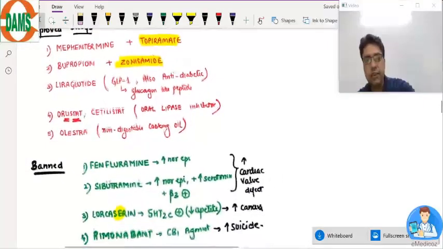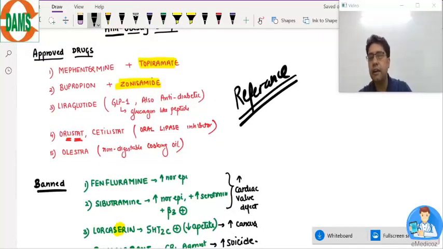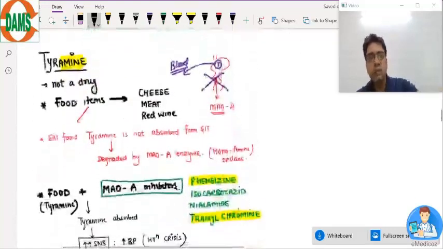The anti-obesity drug list is given to you. Just have this list for reference. We will discuss these drugs later on. Let's move ahead. Tyramine.